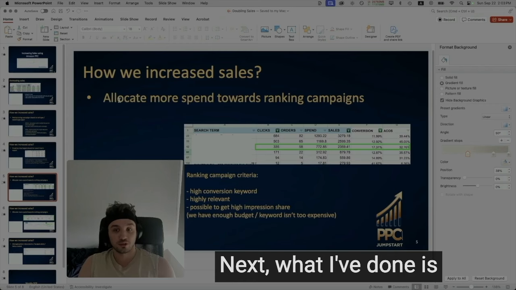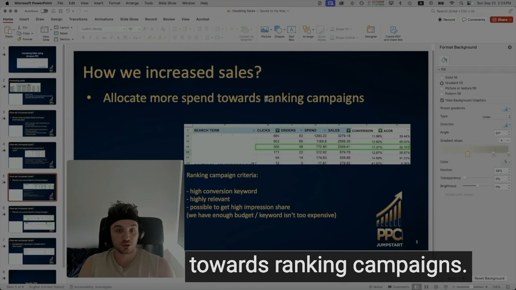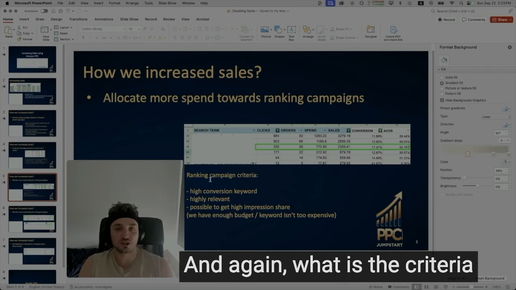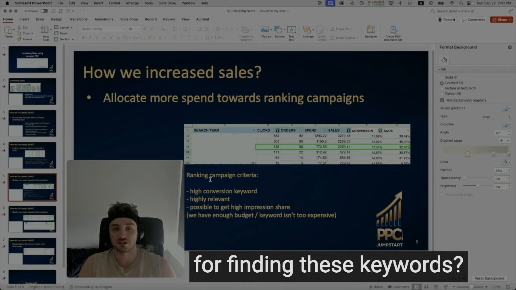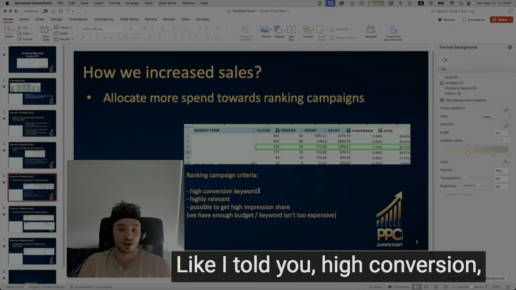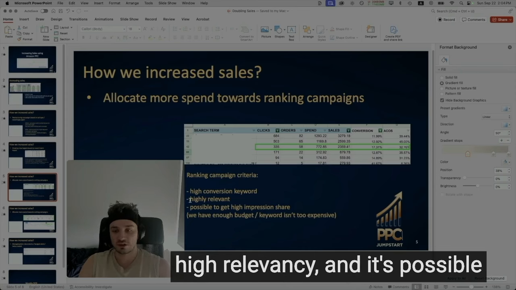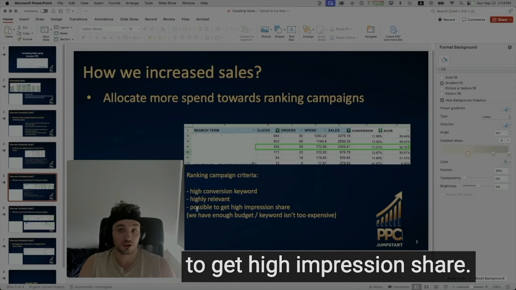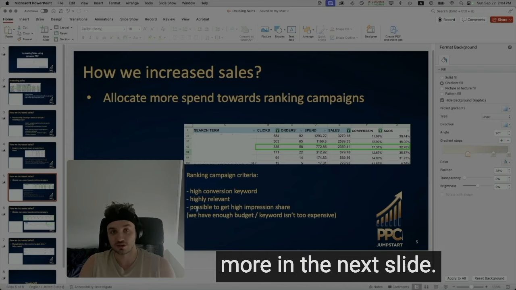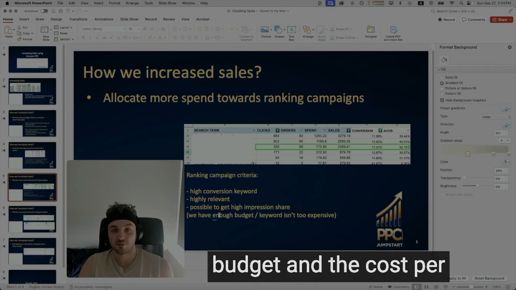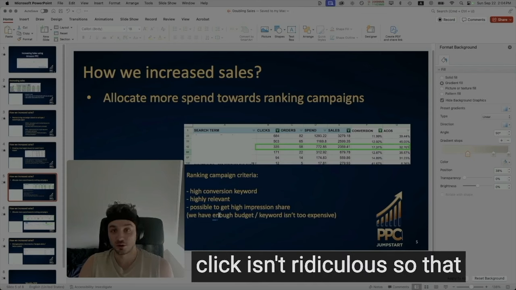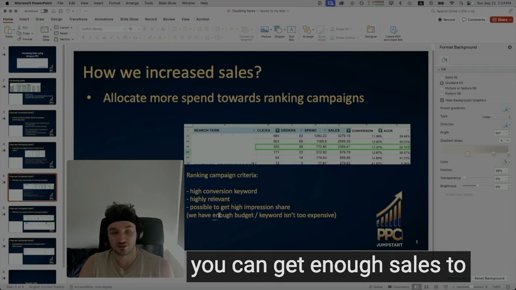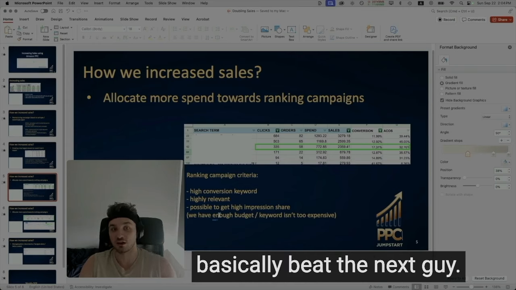Next, what I've done is allocate more spend towards ranking campaigns. And again, what is the criteria for finding these keywords? Like I told you, high conversion, high relevancy, and it's possible to get high impression share, and I'll show you more in the next slide. But basically, you have enough budget and the cost per click isn't ridiculous, so that you can get enough sales to basically beat the next guy.